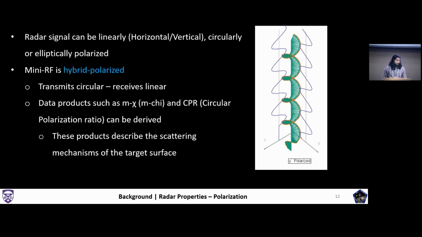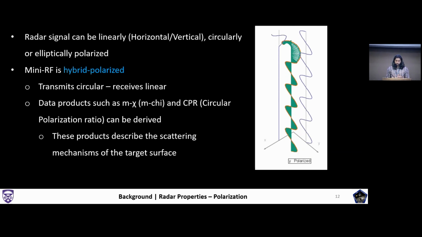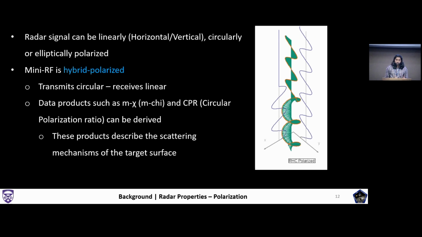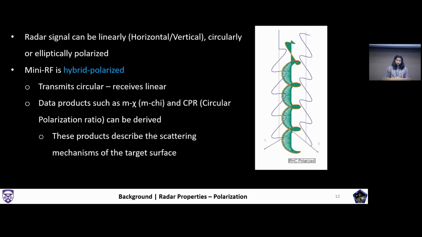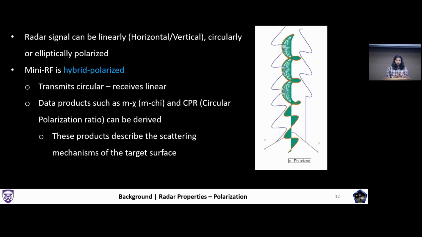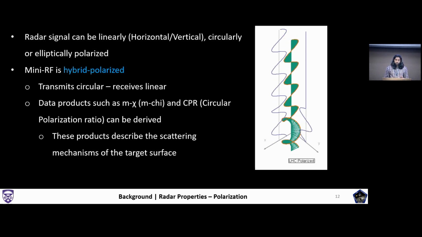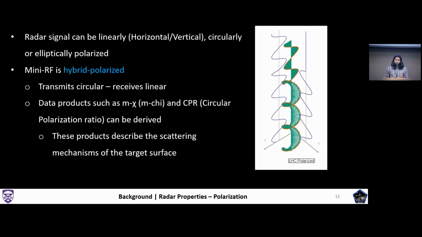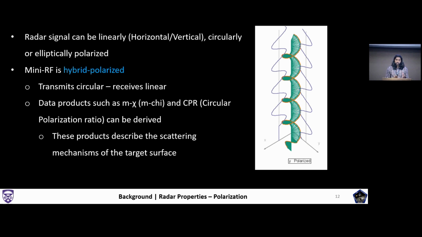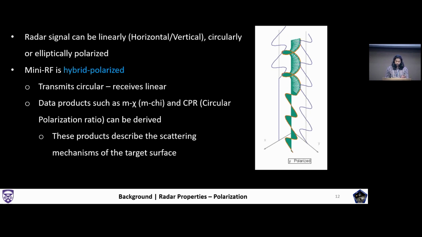Light waves can propagate linearly, meaning horizontally or vertically, circularly or elliptically. Mini-RF uses a combination known as a hybrid polarization configuration, meaning it transmits circular polarized waves and it receives linearly polarized waves. This configuration means that the information received by Mini-RF from the lunar surface can be used to understand the surface scattering mechanisms, meaning how the surface interacts with the radio waves.